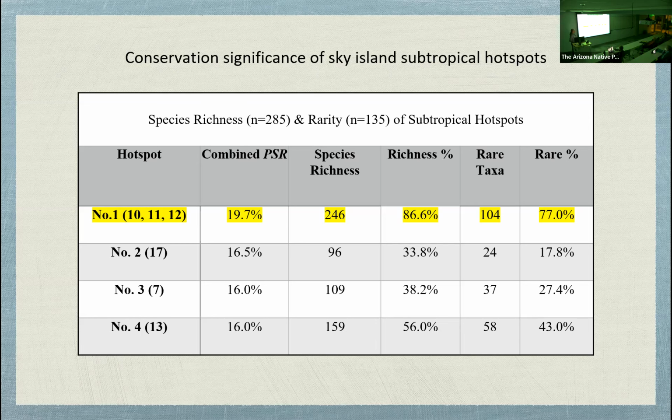But that was another question: are these subtropical hotspots acting as reservoirs of rare taxa? And it makes a lot of sense. It's not surprising at all, because when you're talking about plants that are at the extreme edge of their range, it's highly likely they're going to be rare. So that is one of the takeaways from this study.